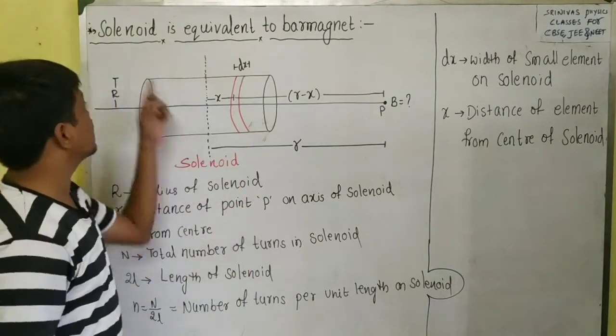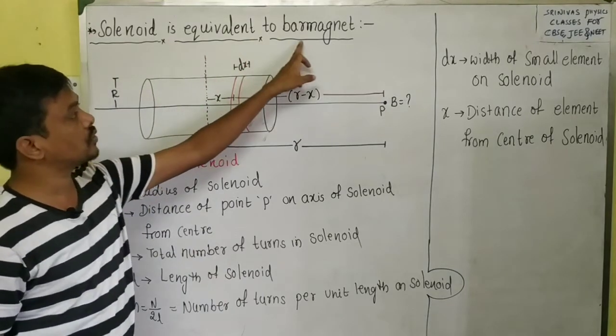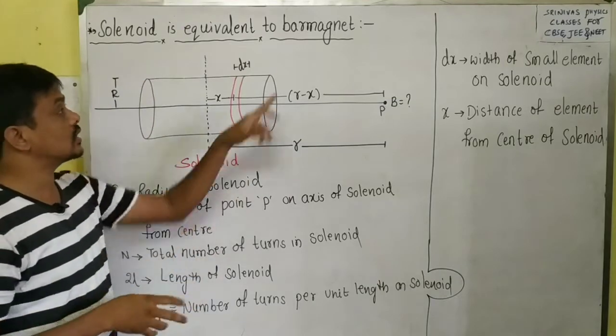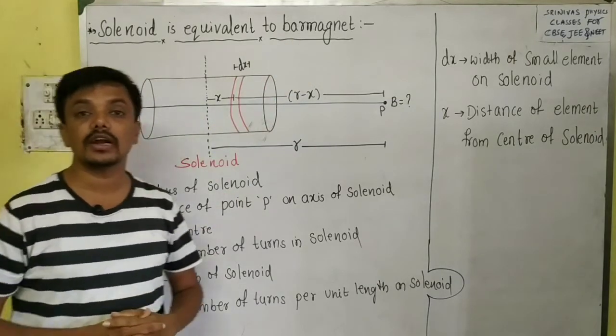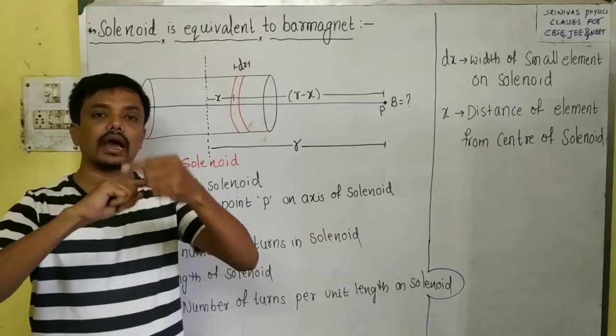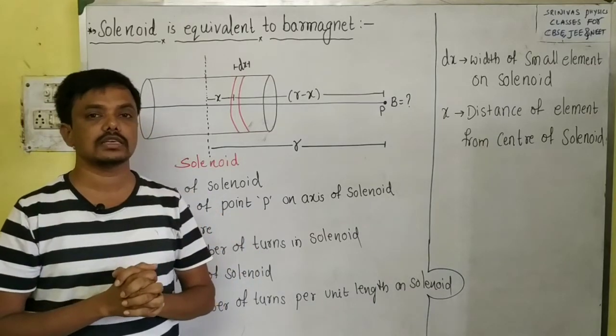Today's topic is solenoid is equivalent to bar magnet. I am going to show that this solenoid is equivalent to bar magnet. Solenoid means what? A current carrying wire is wound over a hollow cylinder, that is called a solenoid.